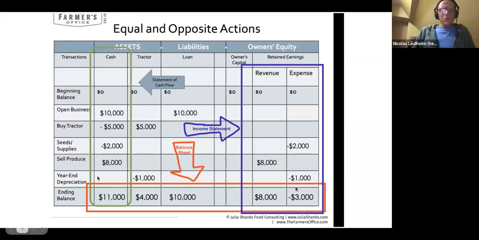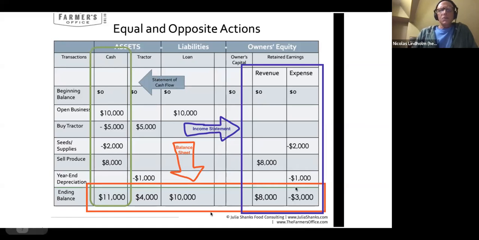And finally, Julia threw in something a little more complicated, even though this is supposed to be an oversimplified sample: depreciation. Something like your tractor at the end of the year is no longer worth $5,000. Naturally, things like that lose value. So there's accounting, through some of these tools, where you subtract from an asset, and that also shows up as an expense. And so what I want you to look at now are these crazy blocks.